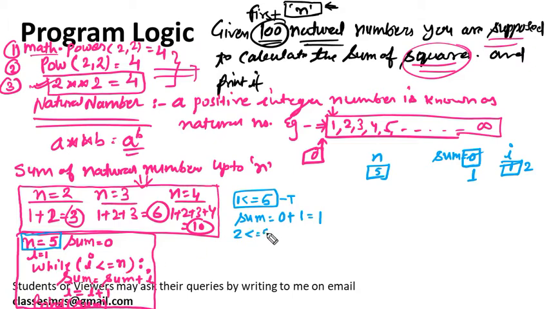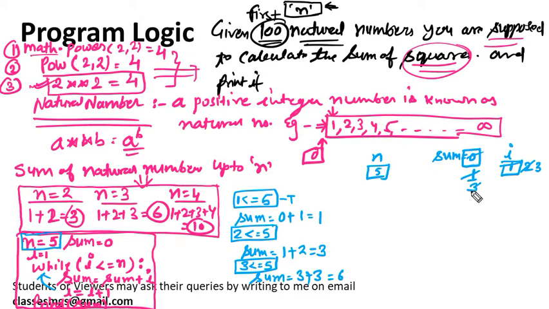2 is less than or equal to 5, because i is less than or equal to n, so we again execute this line: sum equals sum plus i. The sum value is already 1, and 1 plus the i value, which is 2 this time, is 3, so the sum value will be 3. The i value is incremented and becomes 3. Now the loop will execute again. 3 is less than or equal to 5, the condition is again true. Now this line will execute again: sum is 3, plus the i value, 3, so 3 plus 3 is 6, and the sum value becomes 6.